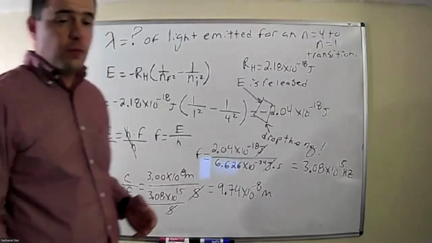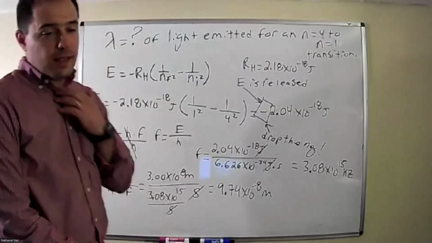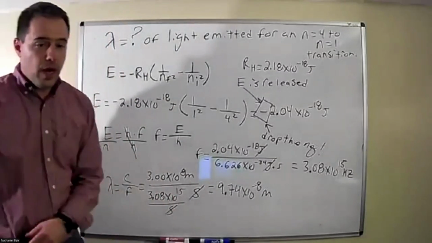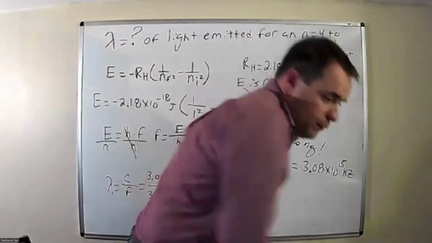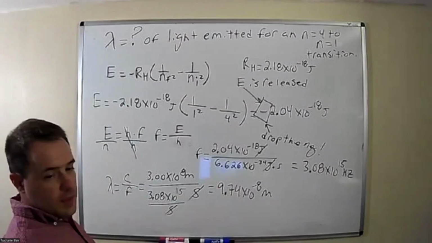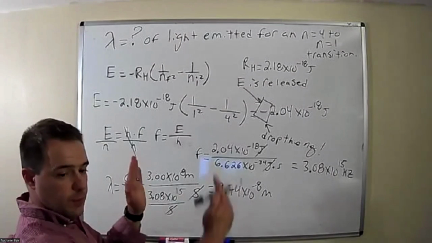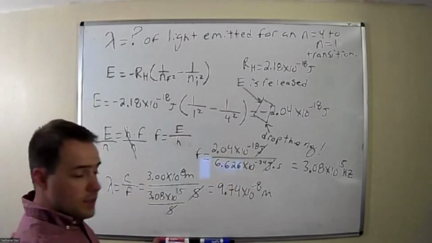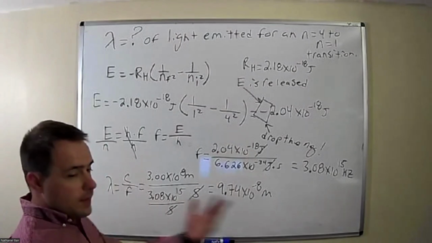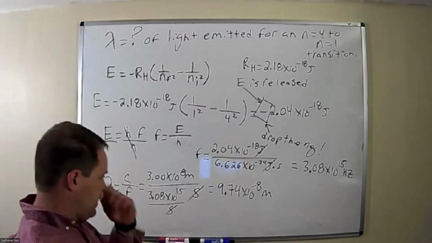And I would like to know, hey, can we see this? Can we see this line, a 4-to-1 transition? Well, this is why you need to memorize the visible spectrum, being 400 nanometers to 750 nanometers. We're going to convert this to nanometers and see if it falls between 400 and 750. If it does, it's visible. We should be able to see this photon of light. If it doesn't, it's not visible. It's going to be infrared or ultraviolet.